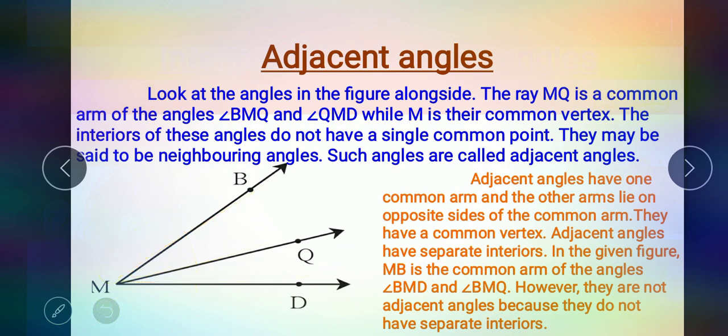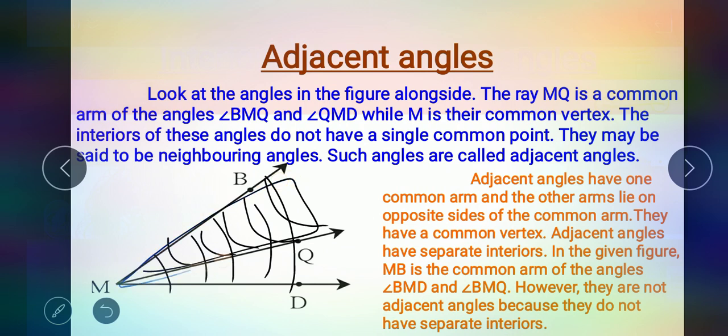But the other two arms are on the same side, not the opposite side. When we talk about the bigger angle, the interior is this one, students, whereas the smaller one's interior is here. So the interior is common here. They interfere in each other's interior, students. That's why we say these two angles are not adjacent angles.